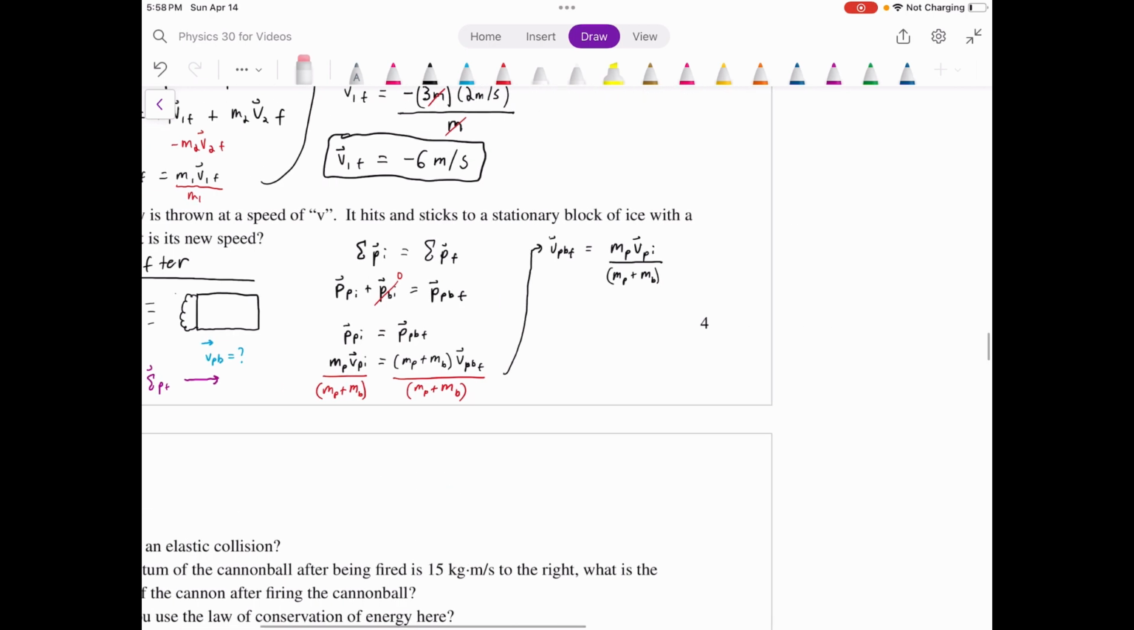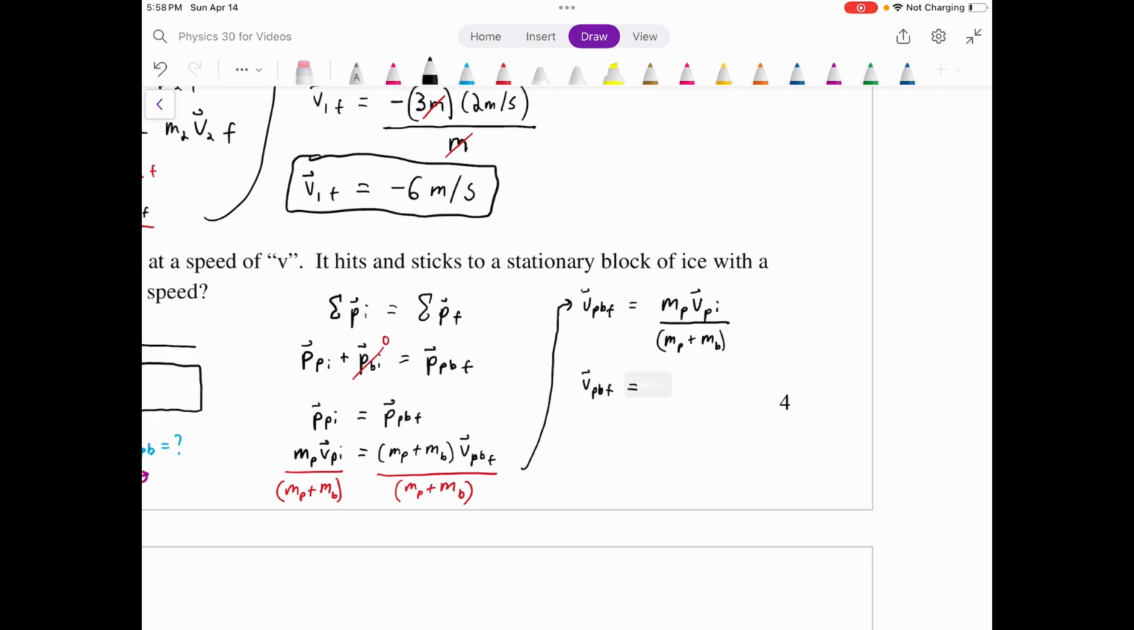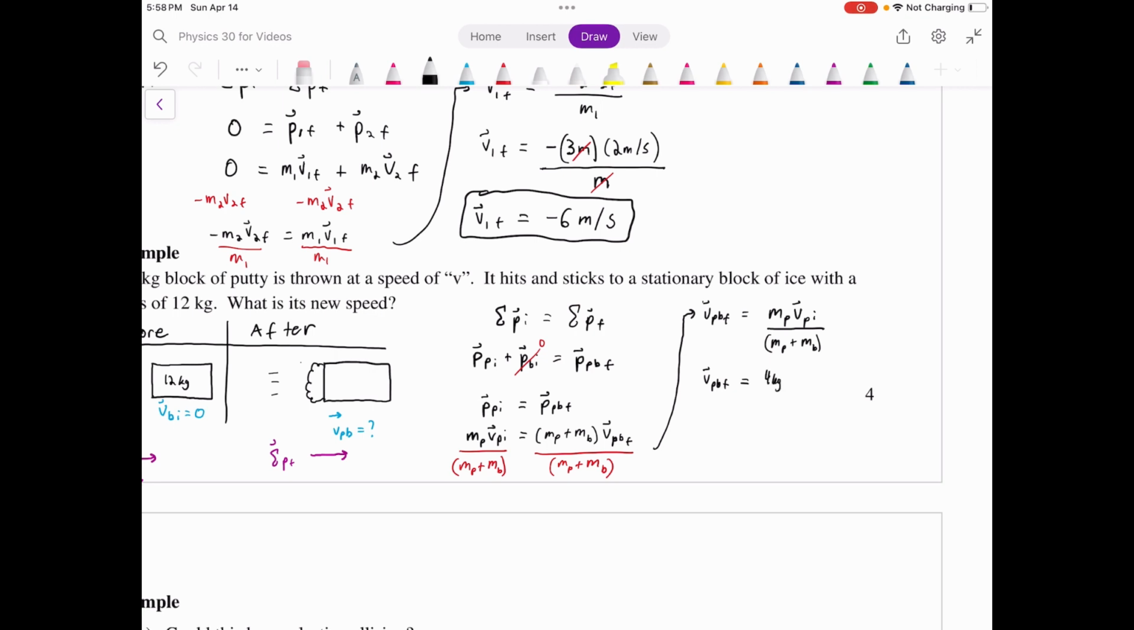Let's see if it works out that way. So the velocity final of the putty-ball system is going to be, let's just put in our numbers, 4 kilograms was the mass of the putty. Its initial velocity, we don't know that, but we know it's v, okay? And their combined mass, the total mass of the thing that's moving now is, well, 16, right? 4 plus 12. 4 kilogram putty, 12 kilogram block of ice. So doing that, sure enough, look at this. We get 4 kilograms times v over 16 kilograms. Kilograms over kilograms, those cancel out, and we're left with 4/16 of v.